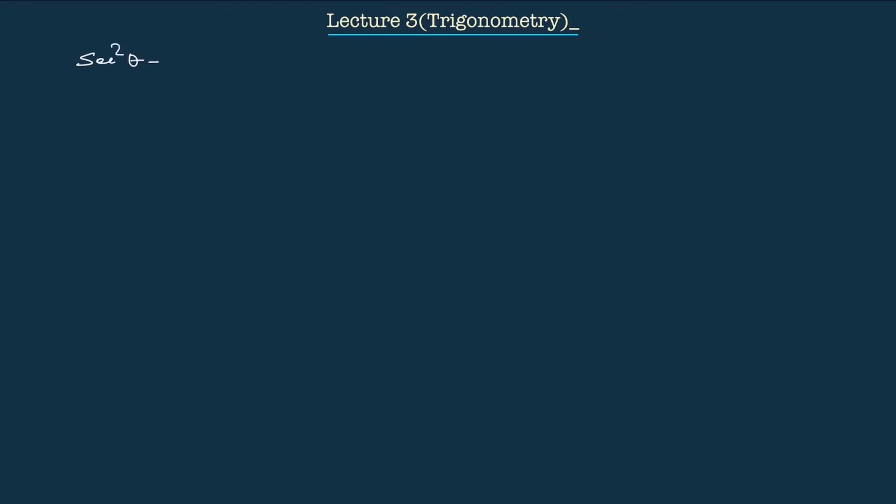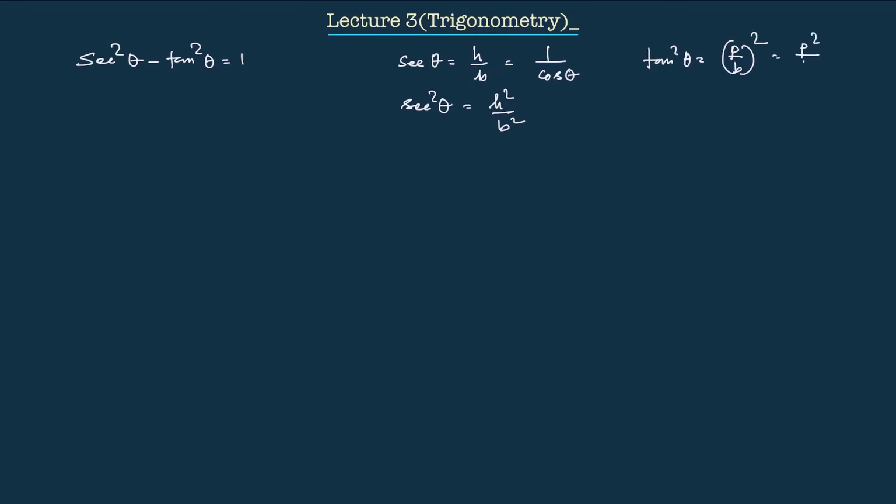sec square theta minus tan square theta is equal to 1, right? So how to prove this? We know that sec theta is equal to h by b, because it is equal to 1 by cos theta. So sec square theta will be h square by b square. Similarly, tan square theta will be p square by b square.